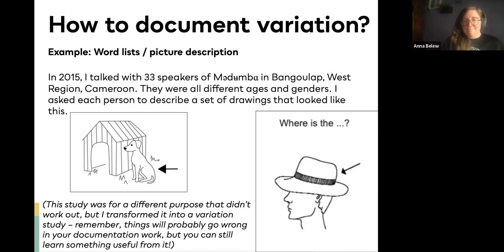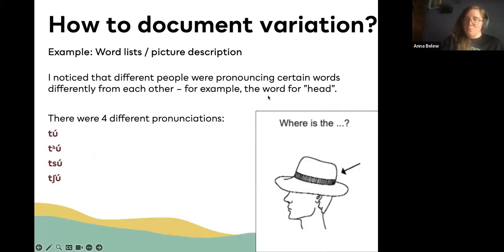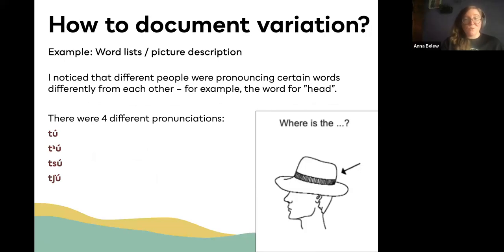Instead of looking at words like on top of or next to or under, I noticed something interesting. People were pronouncing certain words differently from each other, right? So when I was learning Majumba, I was told that head was chu, just chu with the ch sound, right? That's how I was taught it. But not everyone said it that way. Different people were using different pronunciations for head.